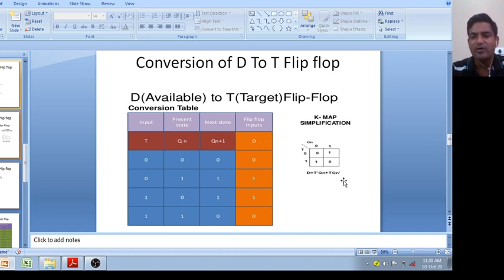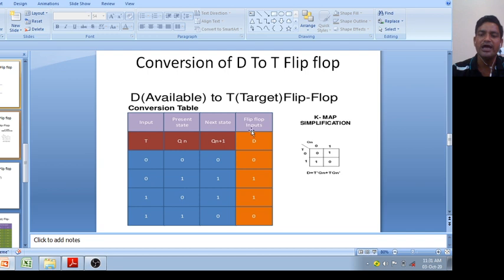Directly you can recall this equation. From where? You know Qn plus 1 equal to T XOR Qn. This is the characteristic equation of T flip-flop. And you know D equal to Qn plus 1. So directly you can say D equal to Qn plus 1, and Qn plus 1 is T XOR Qn. So D equal to T XOR Qn. Okay, this is the shortcut method.